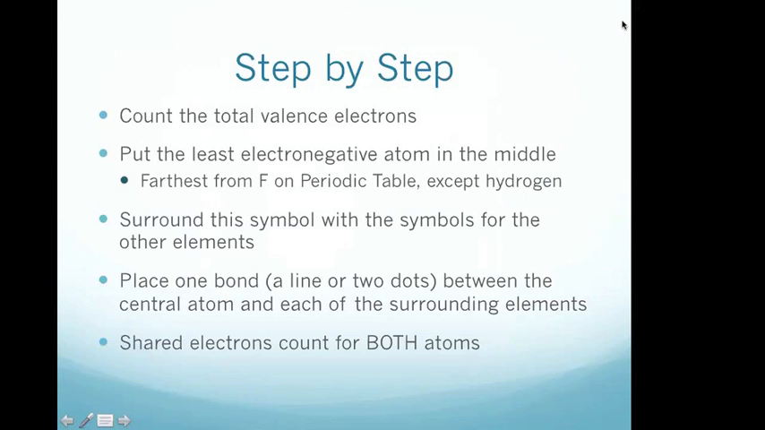So I've got some step-by-step rules here, and these are pretty similar to what you'll see in the book. But what I like to do is first start by counting the total valence electrons, because we're going to need that to compare to how many dots that we have. And then you're going to put the least electronegative atom in your formula in the middle. And so choosing which atom goes in the middle is kind of central to figuring out how to do your dot structure. Fortunately for us, when we have a chemical formula, usually that first element is the one that goes in the middle.